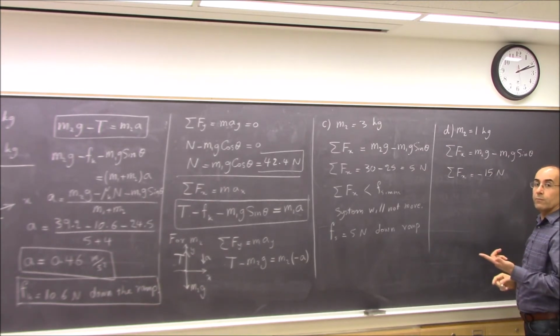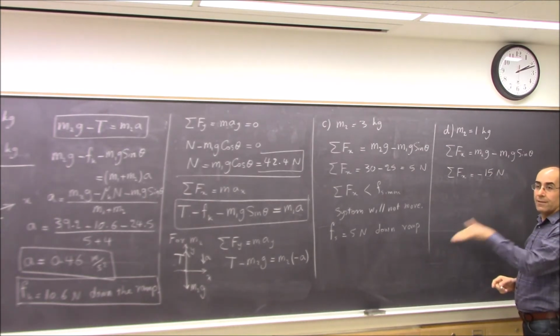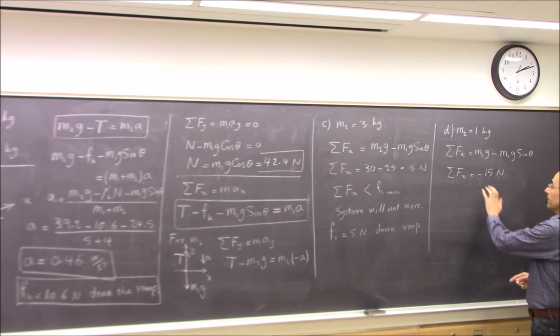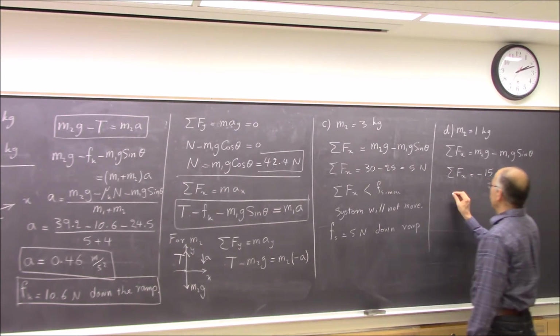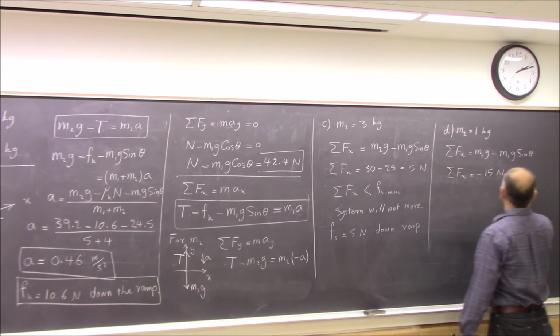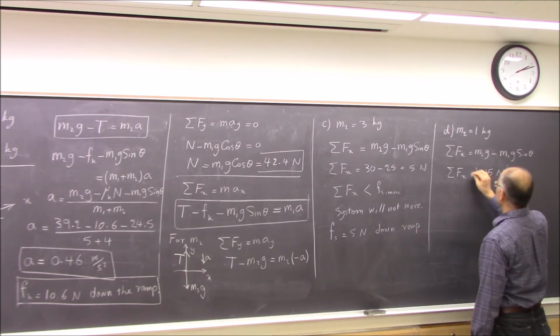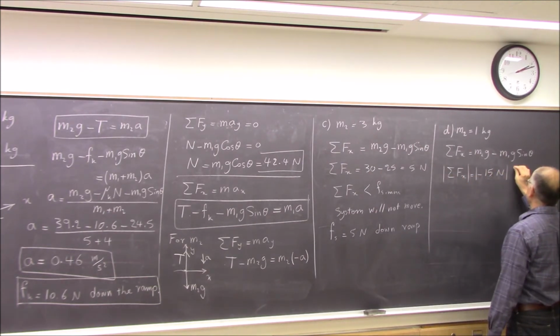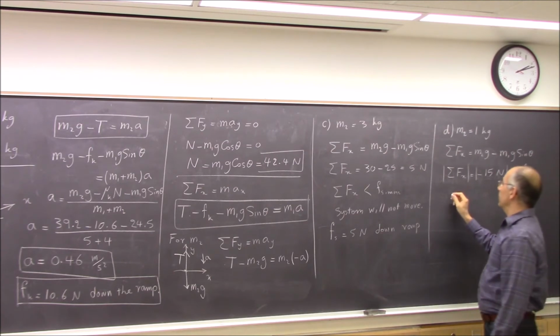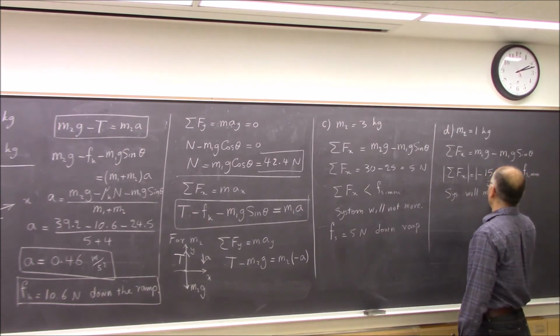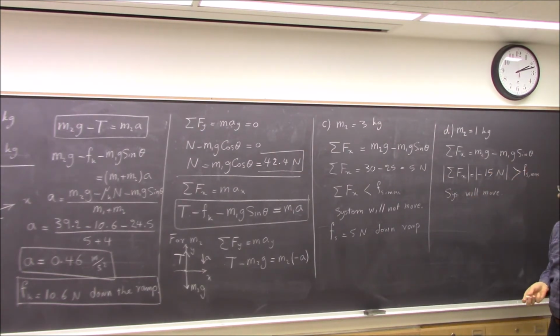So the system will move in which direction? In the negative x direction, right? Because the sum of Fx is negative. So if this has a magnitude greater than Fs max, and Fs max was 12 Newton, right? So the system will move. And how much is the acceleration?